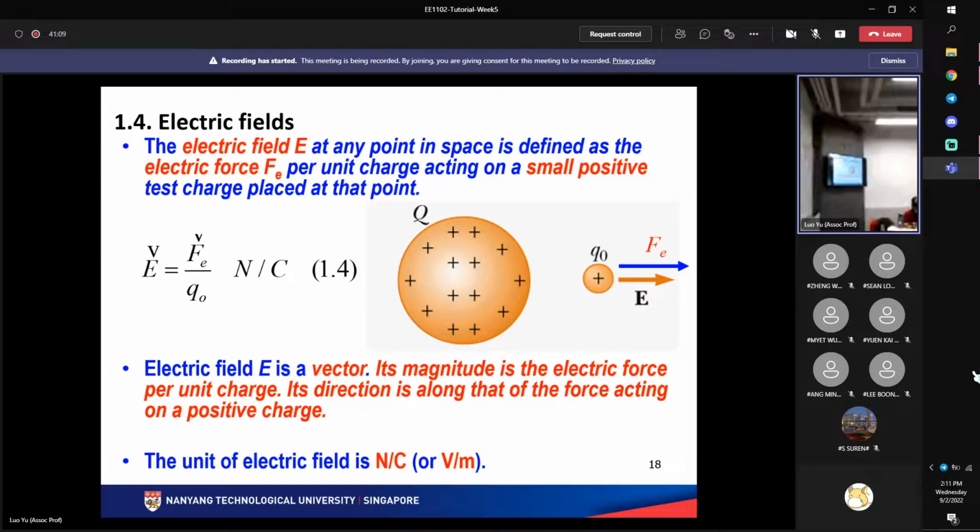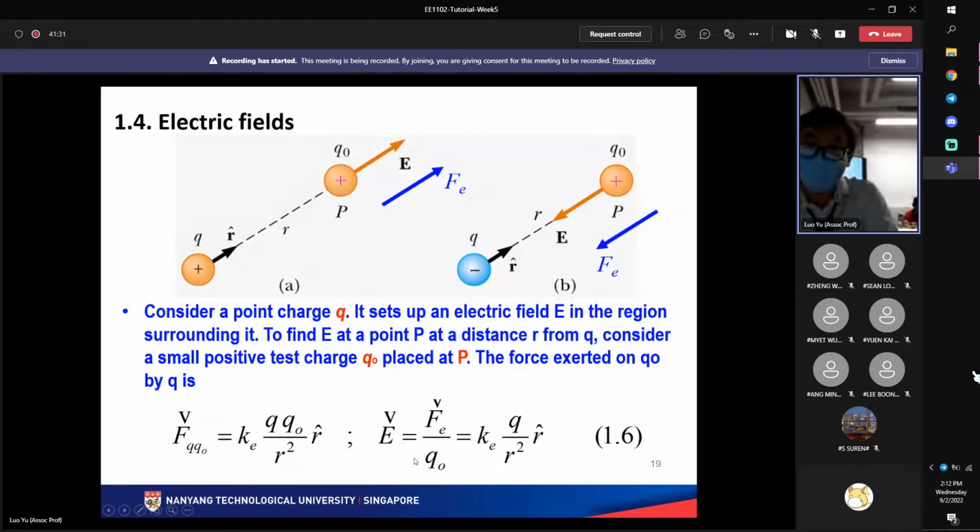So the electric field distribution only depends on, for example, the distribution of the source charge. As I said, once the source charge is fixed, its electric field in the space is also fixed. Of course, it's a vector and its unit is Newton per Coulomb or volt per meter. Now, for our course, we require you to understand the electric field distribution of a point charge.